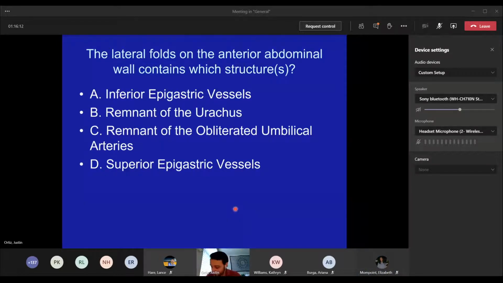Okay, so yes, it is going to be A, the inferior epigastric vessels. Does anybody know which fold would be the remnant of the urachus? Median. Yep. What about the remnant of the obliterated umbilical arteries? Medial. What about superior epigastric vessels? Nothing. Yeah, there's not going to be one. Very good job with that one.